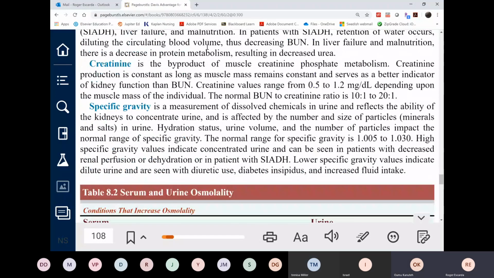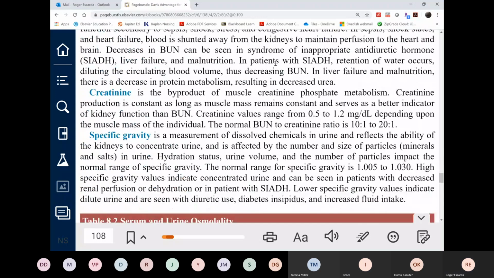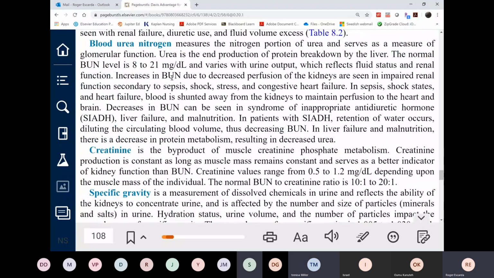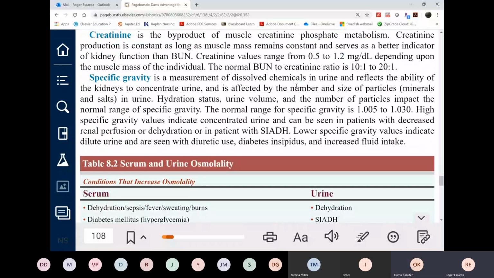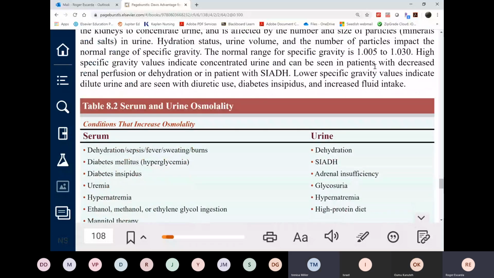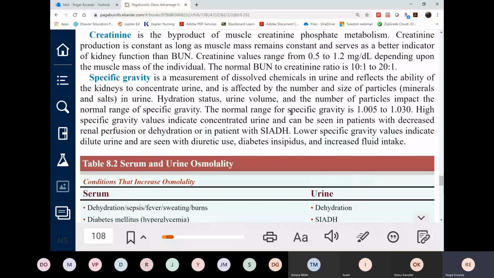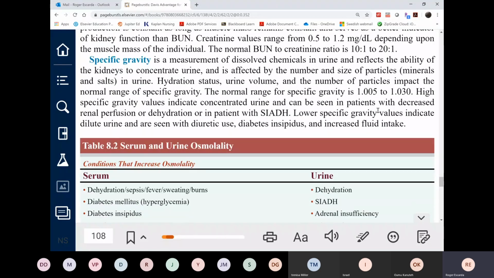Please read the rest here on your own. I already gave you a rundown, so please read the explanations here, especially the lab values. Sorry, my mistake for the specific gravity. This book uses 1.005 to 1.030. I said earlier 1.001, so this book uses 1.005.